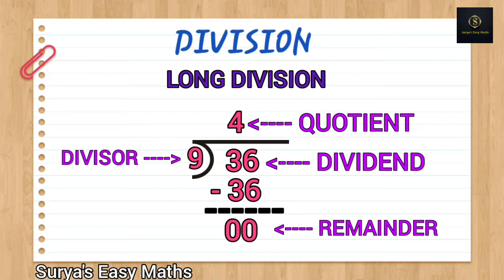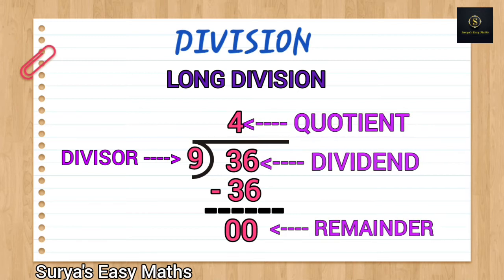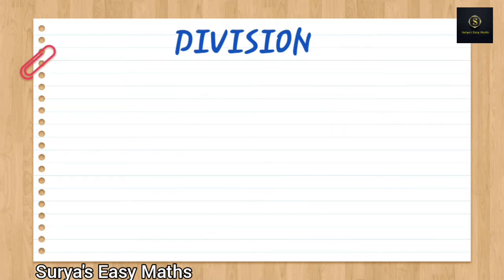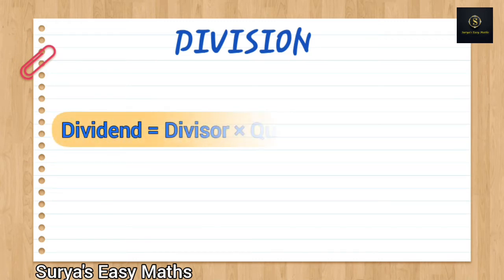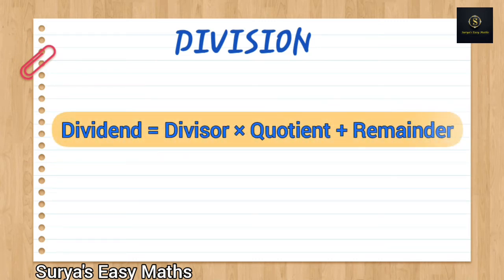But children, before starting long division, you must always remember one formula: dividend equals divisor into quotient plus remainder. This equation can be used to check whether we have carried out the division correctly or not. With the help of this formula, we can check whether we have solved it correctly. So you have to learn this.